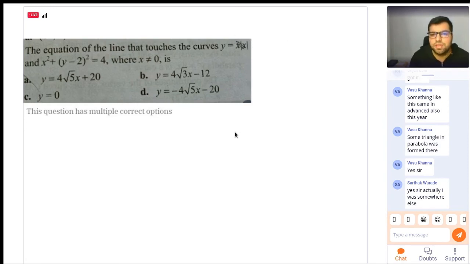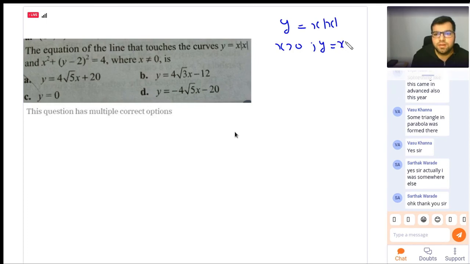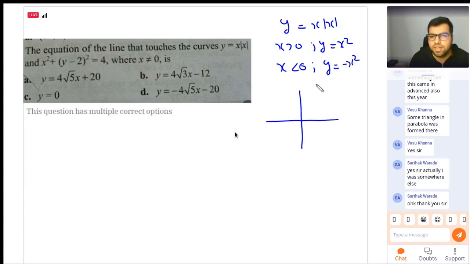So y equals x mod x. If x is positive, then y becomes x square, and if x is negative, y becomes minus x square. So you have this coordinate axis and you will draw for x positive y equals x square, so it will be going like this, and for x negative y equals minus x square, so it will be going like this. So you should know this is the graph of y equals x mod x.